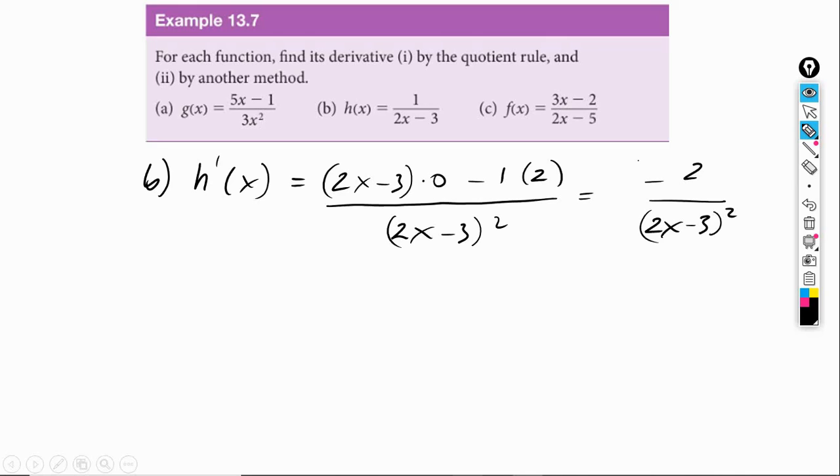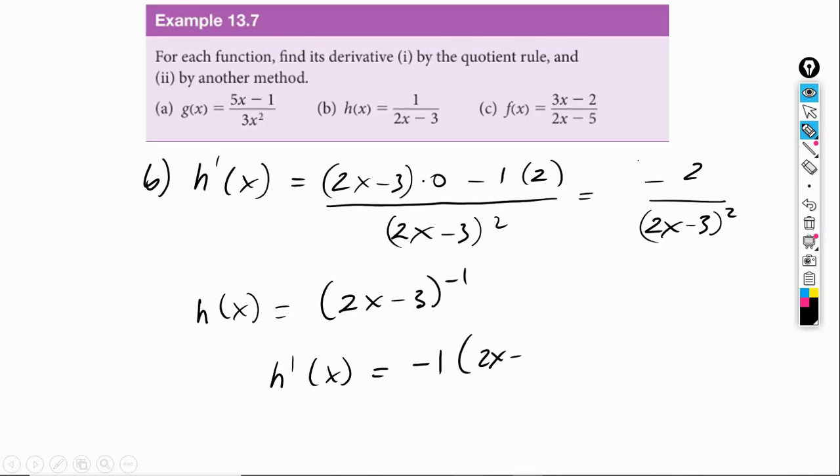All right, so now we're going to use another method. And obviously the easiest method is to rewrite h of x as 2x minus 3 to the negative 1 and apply the chain rule. So then applying the chain rule here, we would get that this is equal to minus 1, remember the derivative of the outside first, times 2x minus 3, not altering the inside, to the power of minus 2, times the derivative of the inside, right? And this is obviously going to equal minus 2 over 2x minus 3 squared, just like the previous.